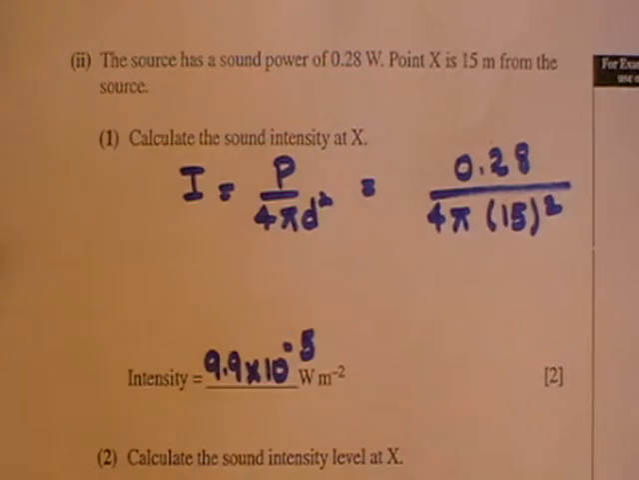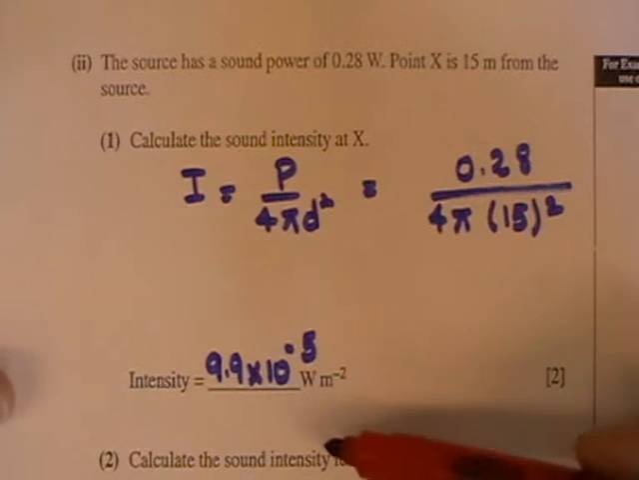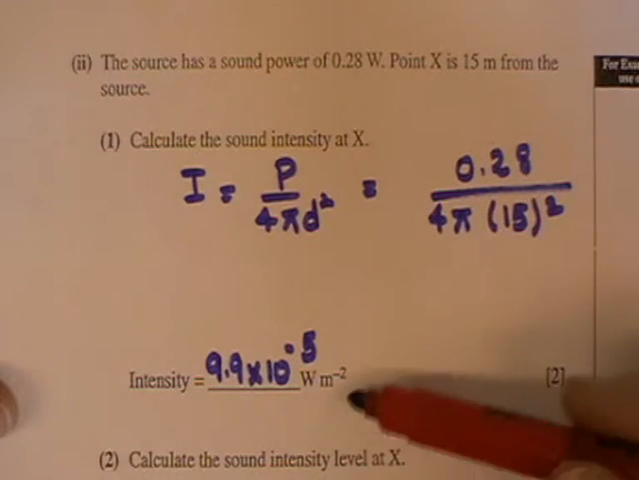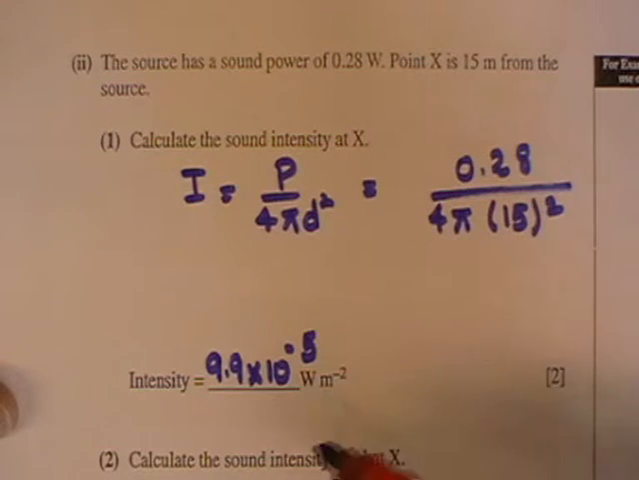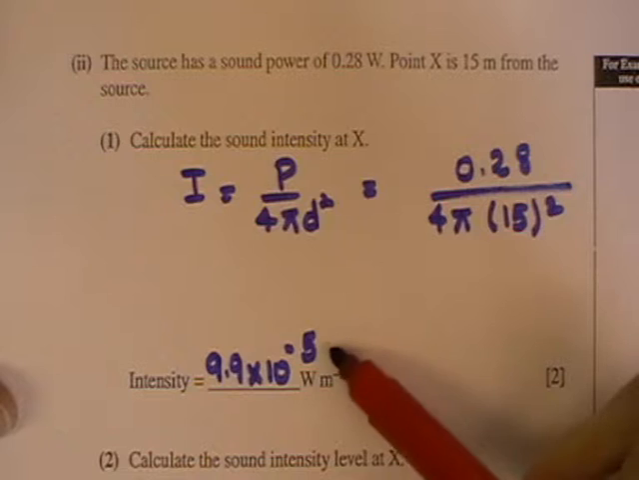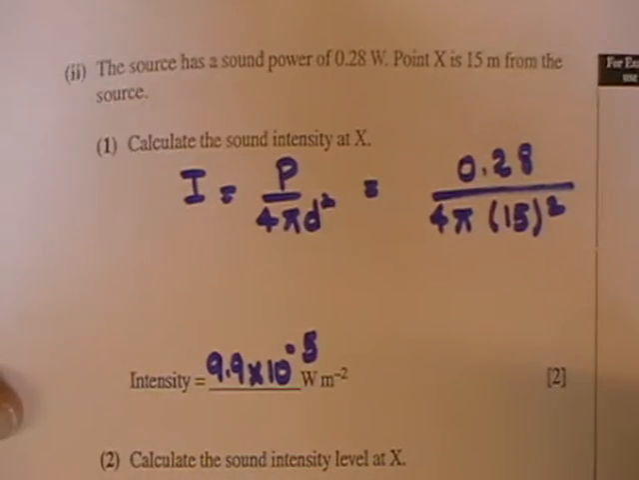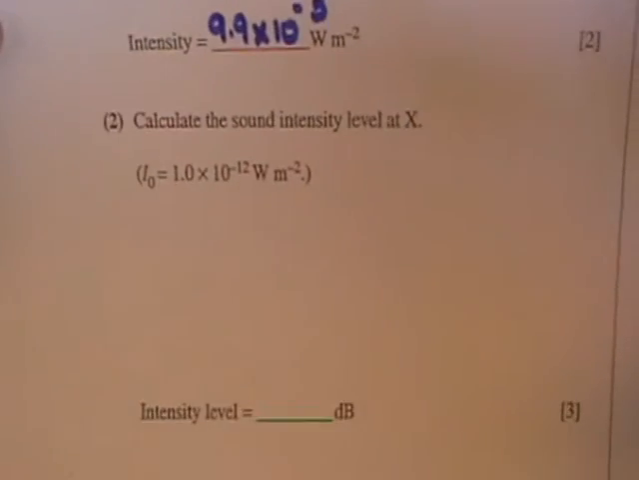Now you do expect very small values for a lot of the sounds that you hear. If you remember your intensity curve, the ear can hear from 10 to the minus 12 watts per metre squared up to 10 to the 2. And so you would expect a small number there. And that's something that you should be looking out for.